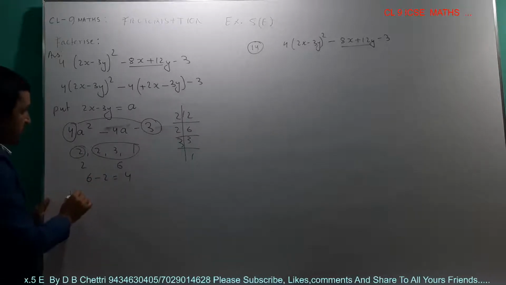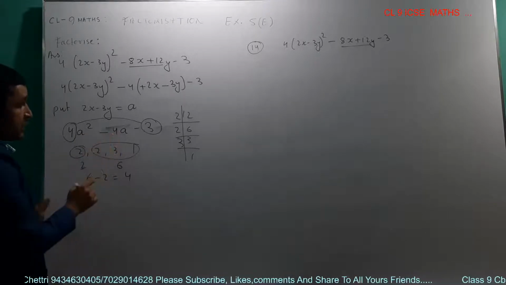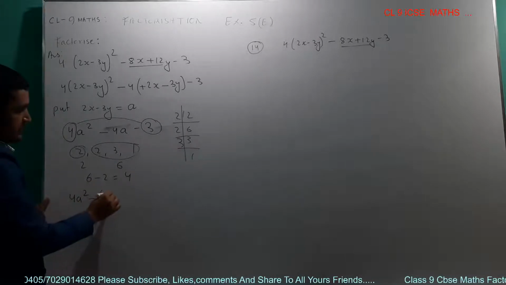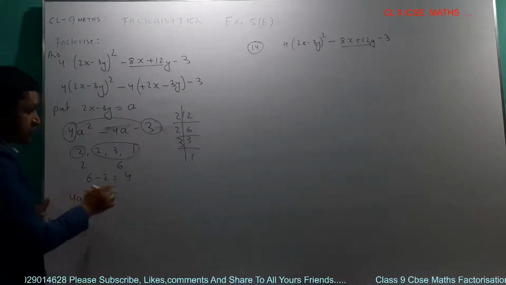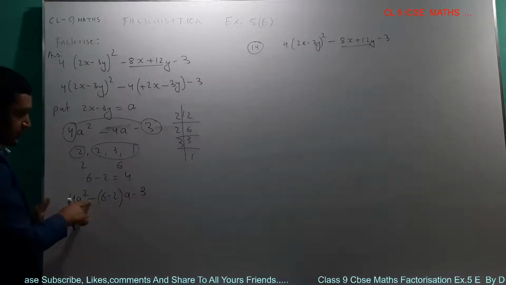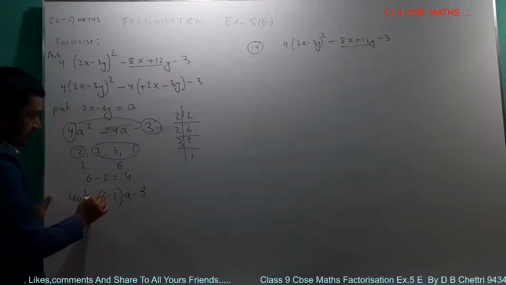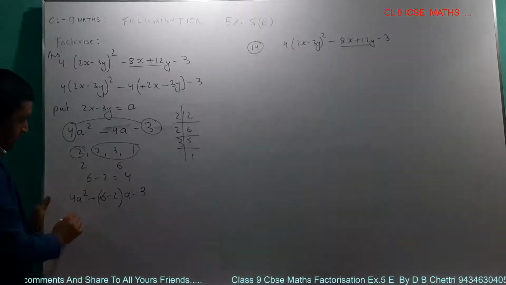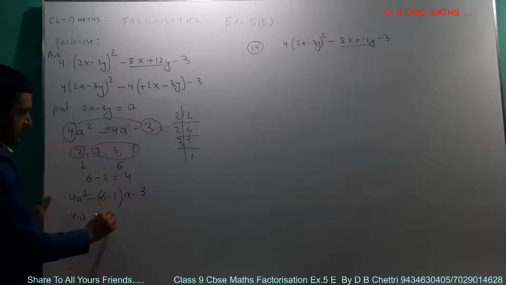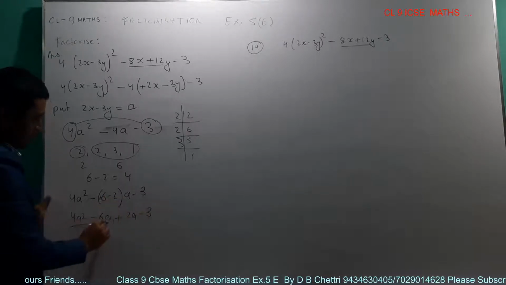This is the process of factorization: splitting the middle term of the trinomial. Trinomial means 3 terms. In place of 4, what to write? 6 minus 2. Then a is there, minus 3. Now take this minus and multiply with a. The minus sign is very dangerous and the sign is always in front of the number. Now 4a square, minus, plus, minus 6 multiplied by a is 6a, minus, minus, plus 2 multiplied is 2a, minus 3.